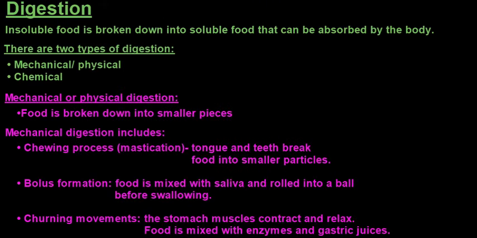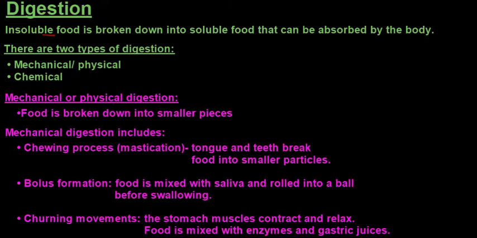In the previous video, we looked at all of the organs that are involved with the digestive system, such as the alimentary canal and all of the accessory organs. So now we are going to look at the process of digestion in a bit more detail. Digestion is when insoluble food is broken down into a soluble food that can be absorbed by the body.